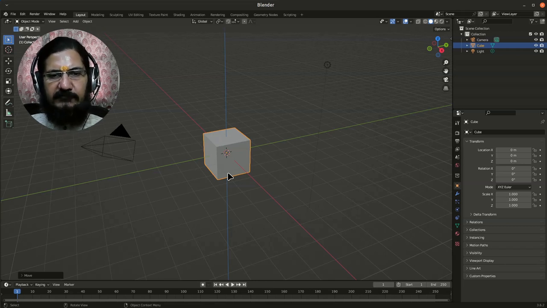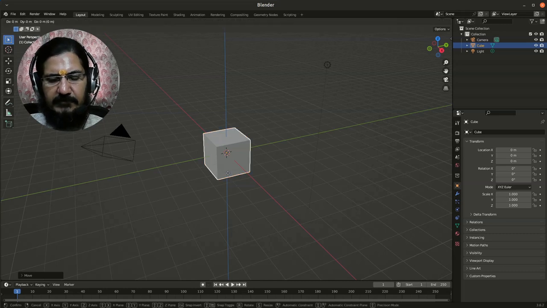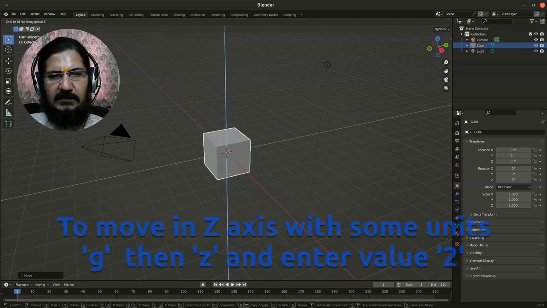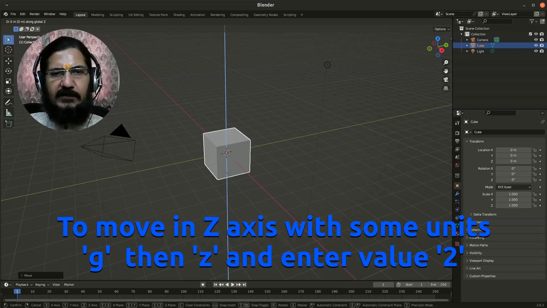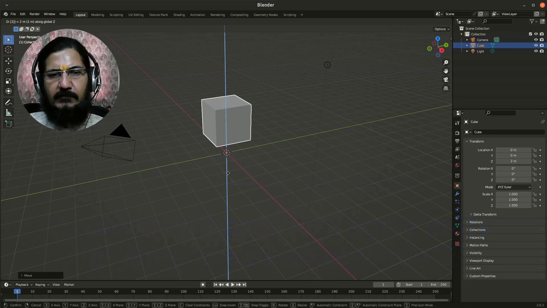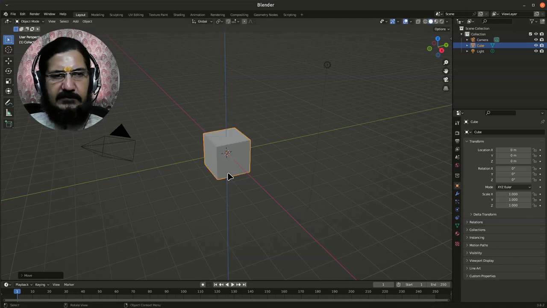Now instead of moving it with the mouse, what we can do is we can say grab, let us say on z direction. Now I can enter a number, a negative value or positive value, and move it. If I press 2, my cube will move by 2 units, whatever unit you have selected, meters, inches, whatever is there. So now it has moved 2 units in the positive direction. You can also press, I have cancelled the operation.